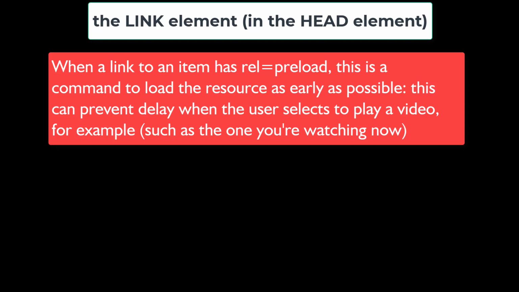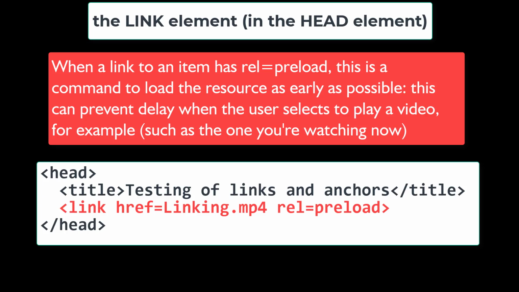When a link to an item has rel equal preload, this is a command to load the resource as early as possible. This can prevent delay when the user selects to play a video, for example, such as the one you're watching now. In fact, this link would preload the video that we're watching.